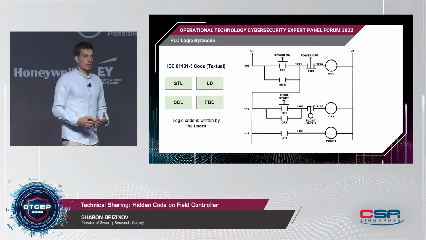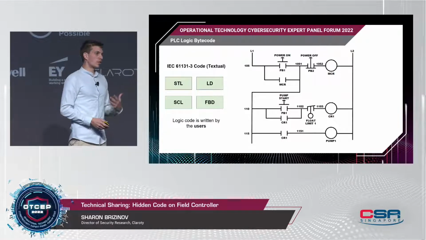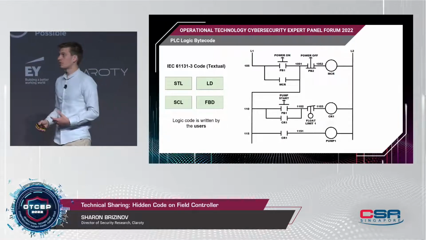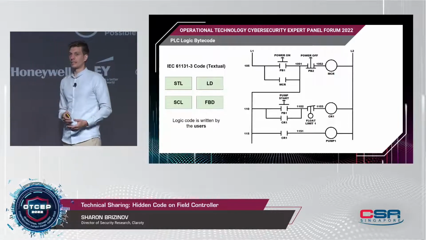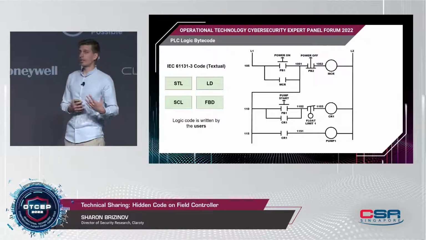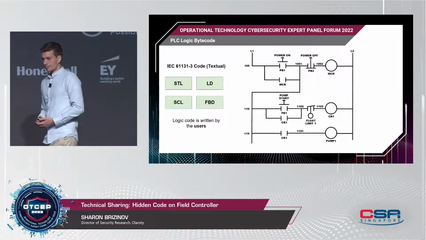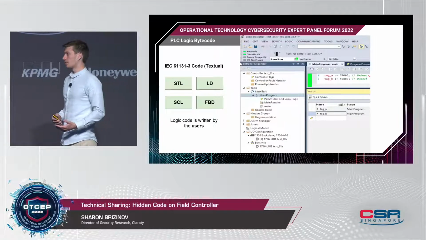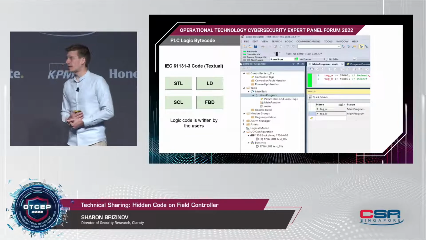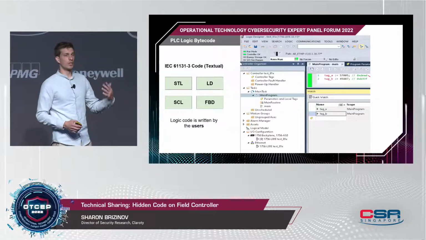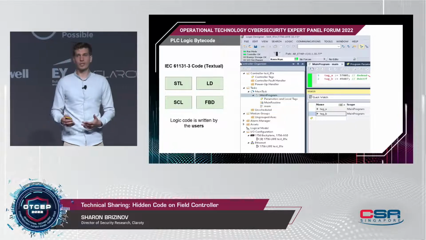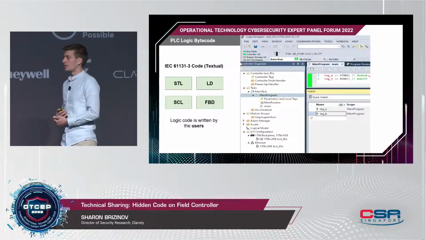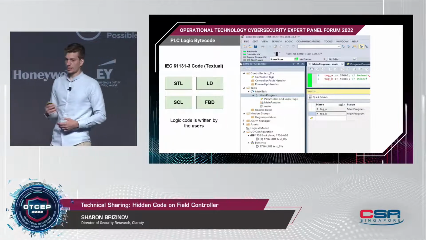This logic code is written by the users, and the users are engineers or operators. They're using the engineering station as IDE, and they're writing their code in the engineering station. You can see a couple of examples. So for example, this is Studio 5000, Rockwell's engineering workstation, and here you can see a simple program that just sets 2 variables, tag A and tag B.